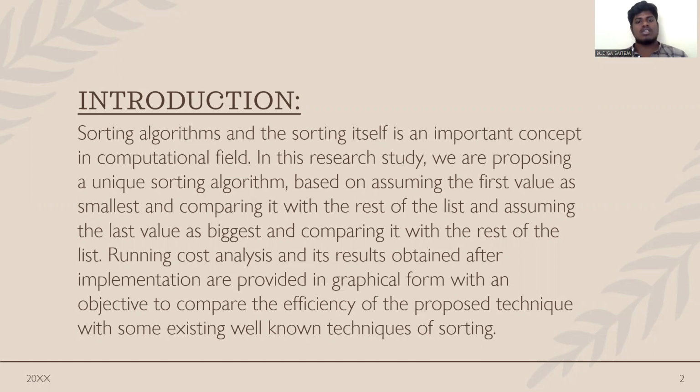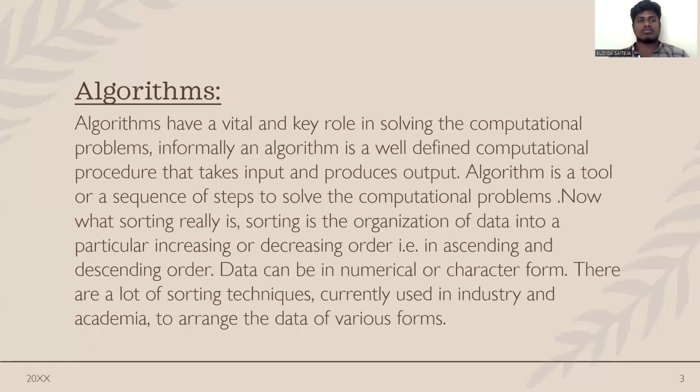Sorting algorithm is nothing but dividing the list of numbers into two groups. As we know, if you want to sort from smallest to biggest, you have to choose the first value as the smallest and compare it with the rest of the list of values, so that we can assume the last value as the biggest. As we compare it with the rest of the list, we can divide the list into two equal parts.